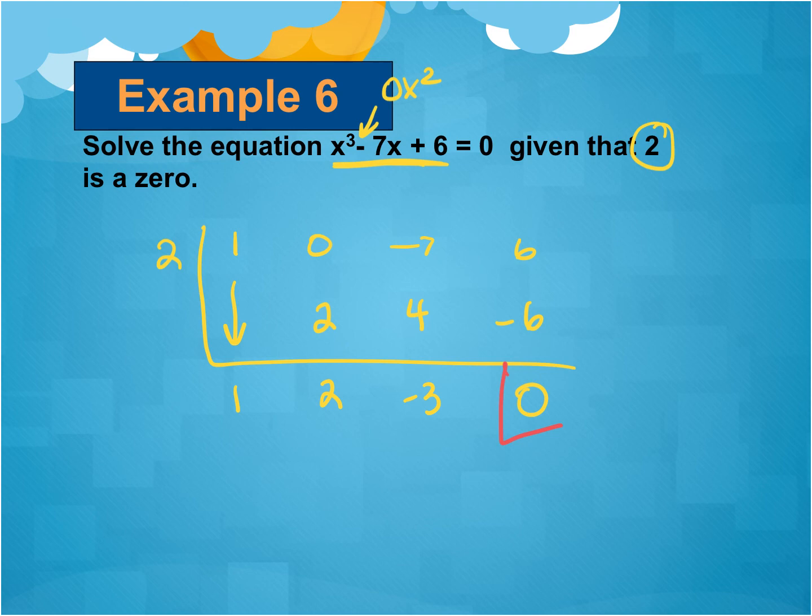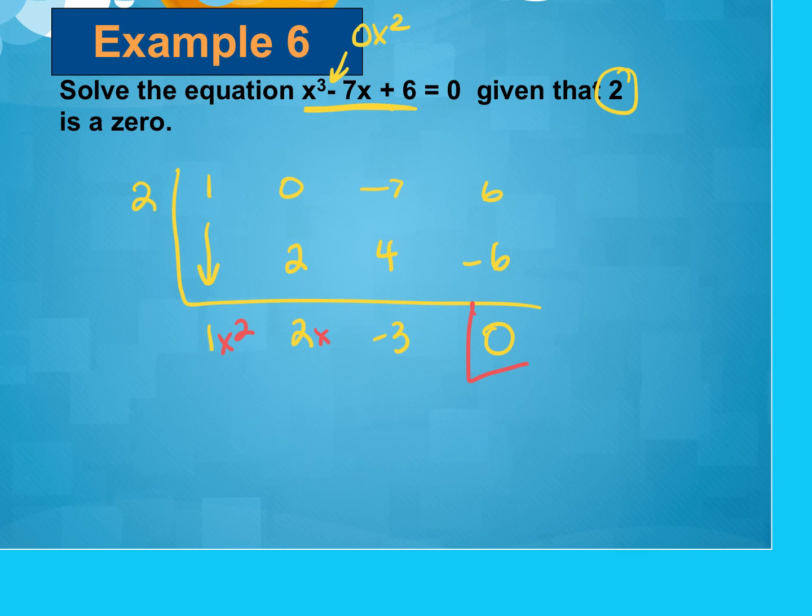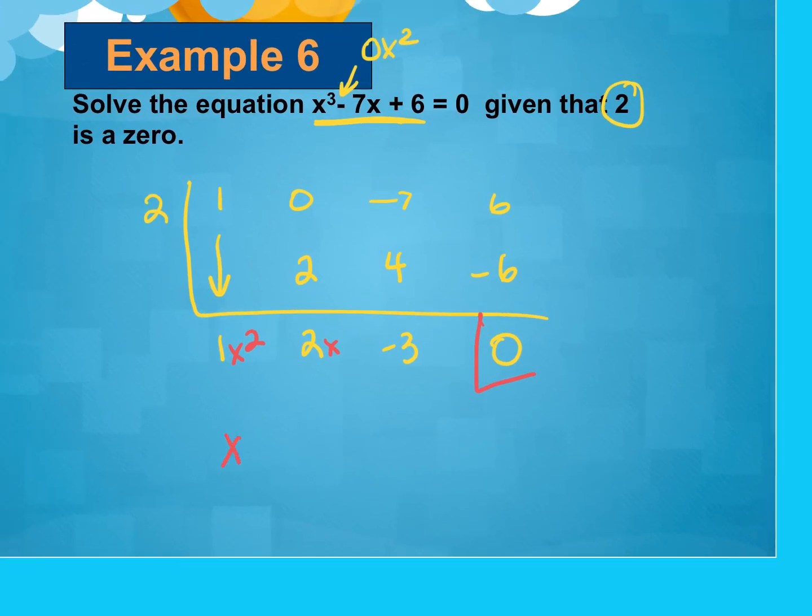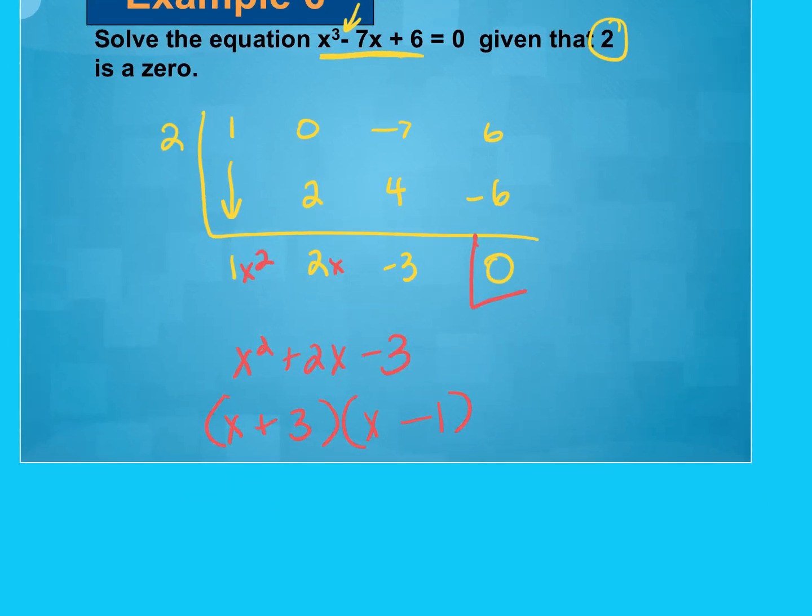The negative 3 is my constant. The 2 gets the x, the 1 gets the x squared. So my quotient is x squared plus 2x minus 3. And if I want to solve this, I factor it. X plus 3, x minus 1, and my other two zeros are negative 3 and 1.